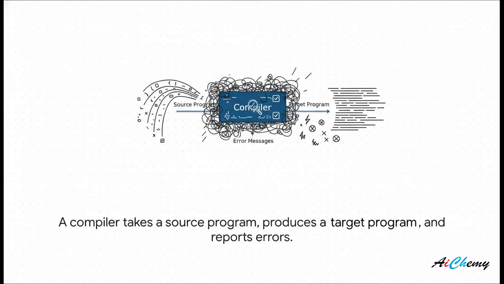This gives you a great visual of the basic workflow. You feed your source program into the compiler. It works its magic, and it spits out a target program. But, and this is huge, look at that error messages part. A critical job of the compiler is to be your super strict proofreader, catching mistakes before the program even tries to run.